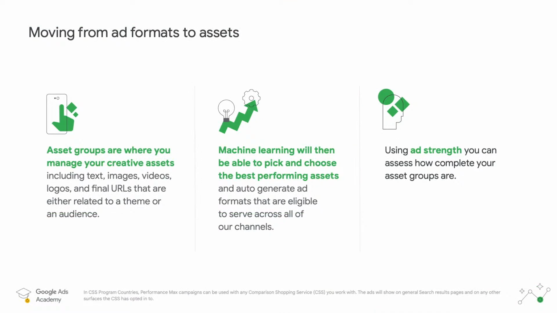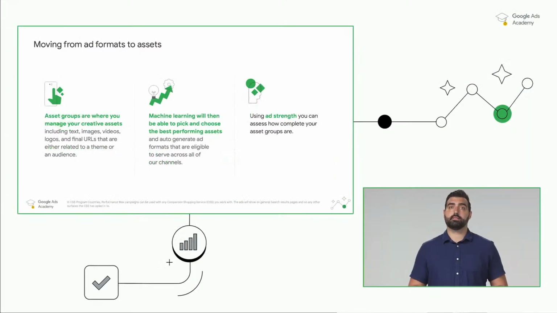Asset groups are new to Performance Max. This is where you will manage creative assets like text, image, videos, logos, and final URLs. Machine learning will create the best combination of these assets in real time to give the best chance of conversion on all inventory. You can continually use ad strength to assess how complete your asset groups are as well.